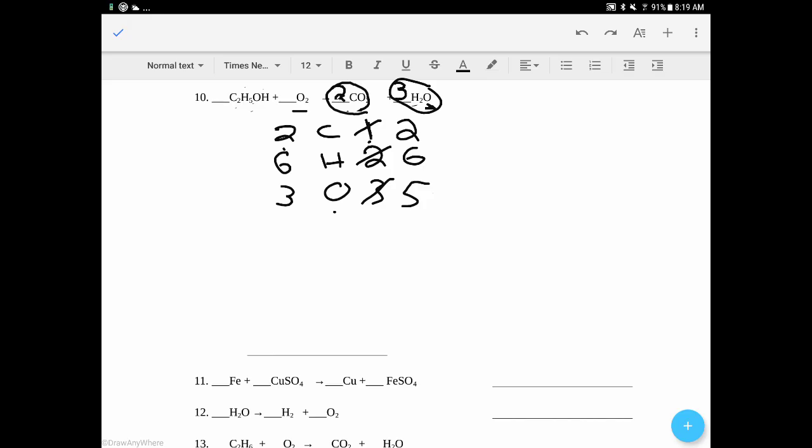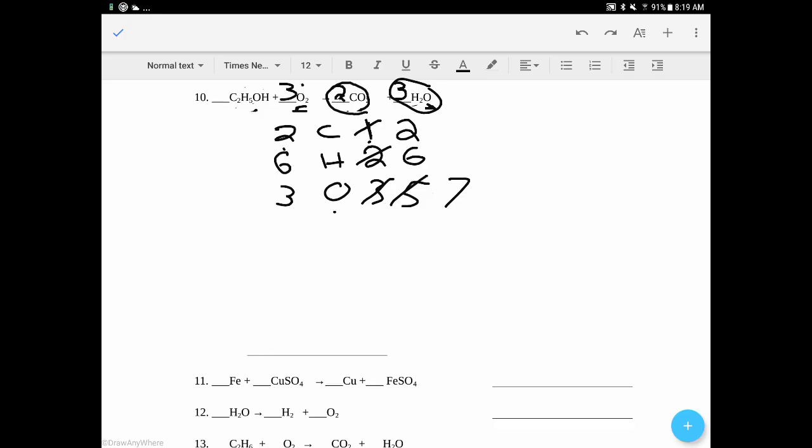So that means we have 7 O's total. Okay. Now, over here, we have 2 O's here, and we have 1 O here. So we have 3 total. Okay. So how do we get that to 6? I'm sorry, 7. We are going to put a 3 in front of that O.